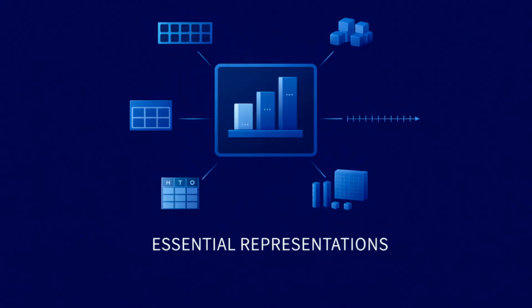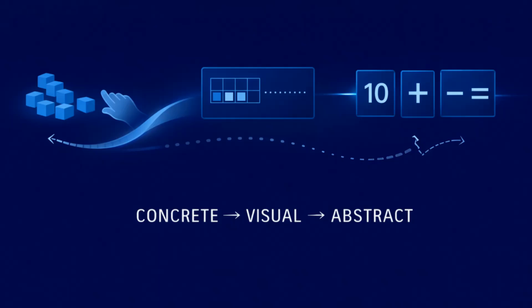This is why the models and methods we use to teach place value matter so much. Tools like 10 frames, linking cubes, base 10 blocks, number lines, and place value charts are not extras. They are essential representations that help students see the structure of the base 10 system. Effective instruction intentionally moves from concrete experiences to visual representations and eventually to abstract symbols. Skipping or rushing this progression often leads to fragile understanding.